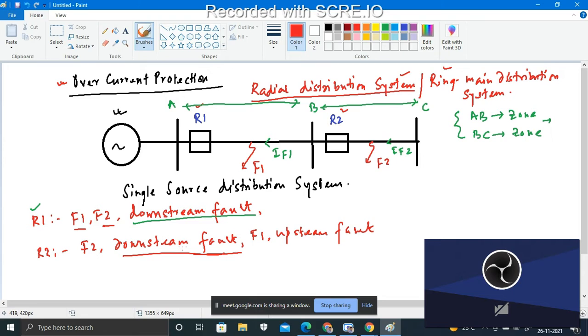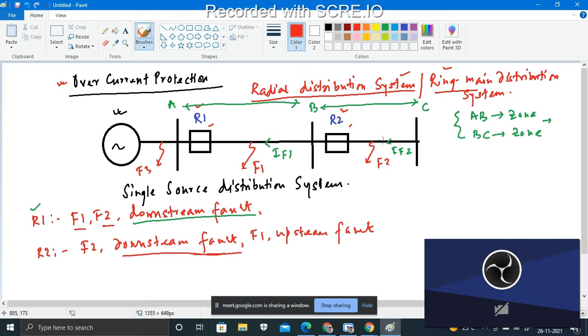Depending upon what the fault behavior is, that is actually one drawback of this particular overcurrent relay protection. If any such fault appears in this section, it will not be seen by this R1 as well as R2. For those cases, we have to implement the directional overcurrent relay, which will be implemented in the ring main distribution system.